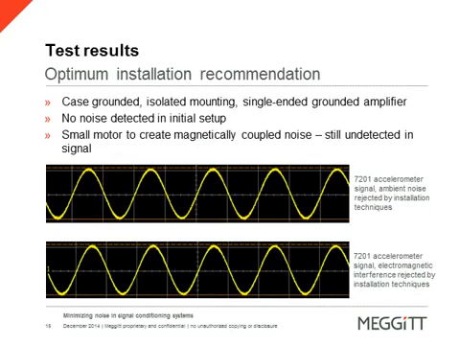Now, from the test results, we have an optimum to less than optimum, and we're going to go through each one of those. This particular slide shows the optimum installation, which is a case-grounded accelerometer with an isolated mount into a single-ended grounded amplifier. No noise was detected in the initial setup. We introduced some noise with a small motor to create magnetically coupled noise, which you may see in any standard test lab or in the field. Still, we had undetected noise on the signal, and we're attributing that to the low noise cable utilized.